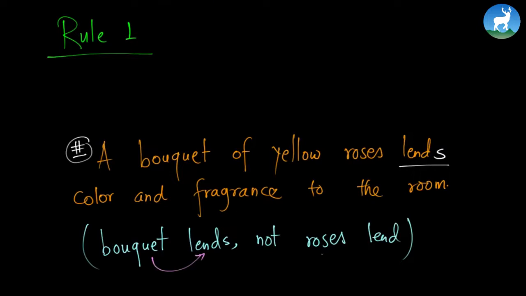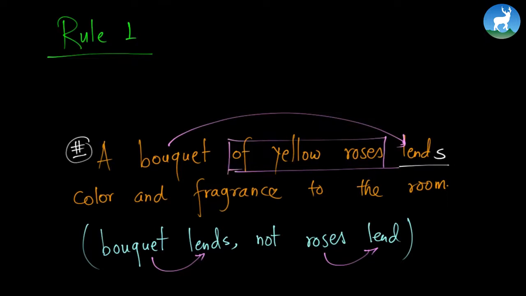Bouquet lends, roses lend. So we are talking about bouquet. We are talking about bouquet lends. We are not talking about roses. So of yellow roses, it's something else. We are not describing this part. So we are only talking about a bouquet lends. So what is the rule?